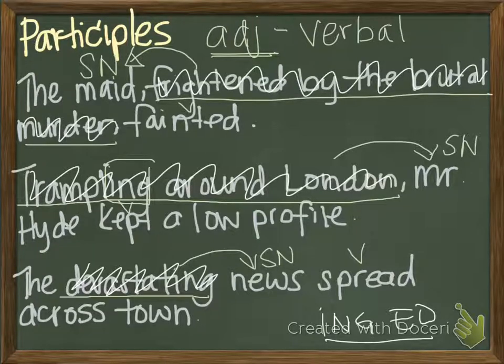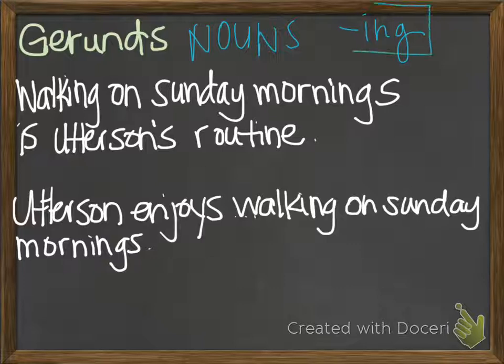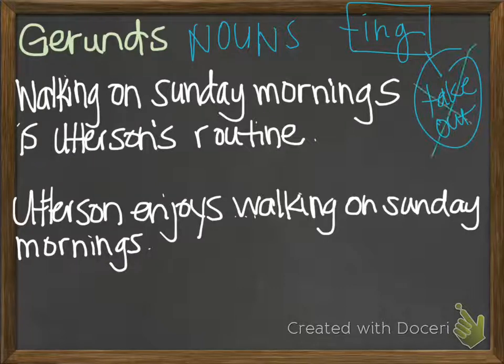Okay, so just try to scratch them out and see if it works. Now the next ones look strikingly similar, but they're very different. Gerunds are nouns, and they'll always act as nouns, but they end in ing. So a quick trick you can do to test whether your ing word is a participle or a gerund is to see if you can take it out of the sentence. Gerunds you cannot take out because they are essential parts of the sentence.